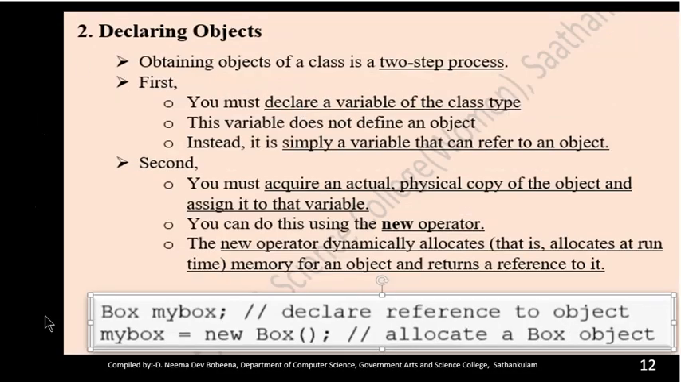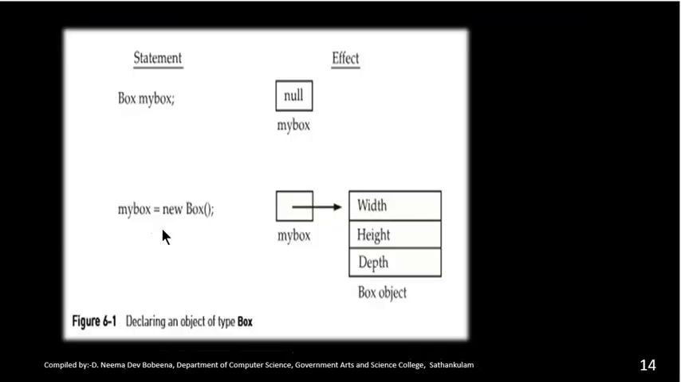The second line: myBox is equal to new Box. We have used the new operator. If you are creating an object like this, it means that we are allocating a box object. It will acquire a physical copy of the object and assign it to that variable. The new operator dynamically allocates memory for the objects and returns a reference to it. When this line gets executed, the myBox reference will point to a Box object which contains separate locations for the instance variables or the member variables.